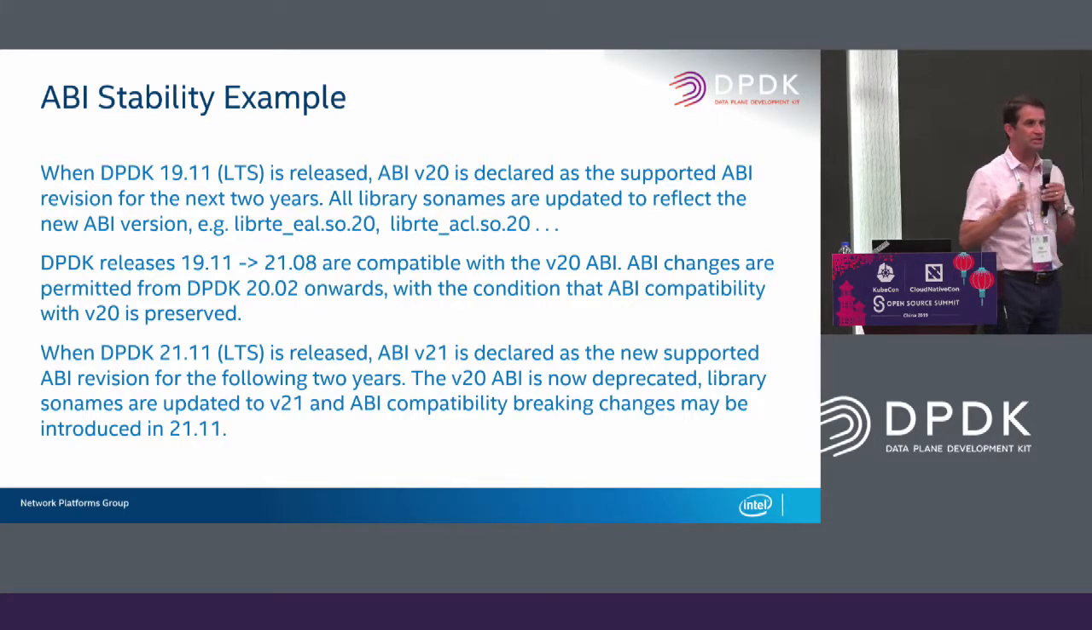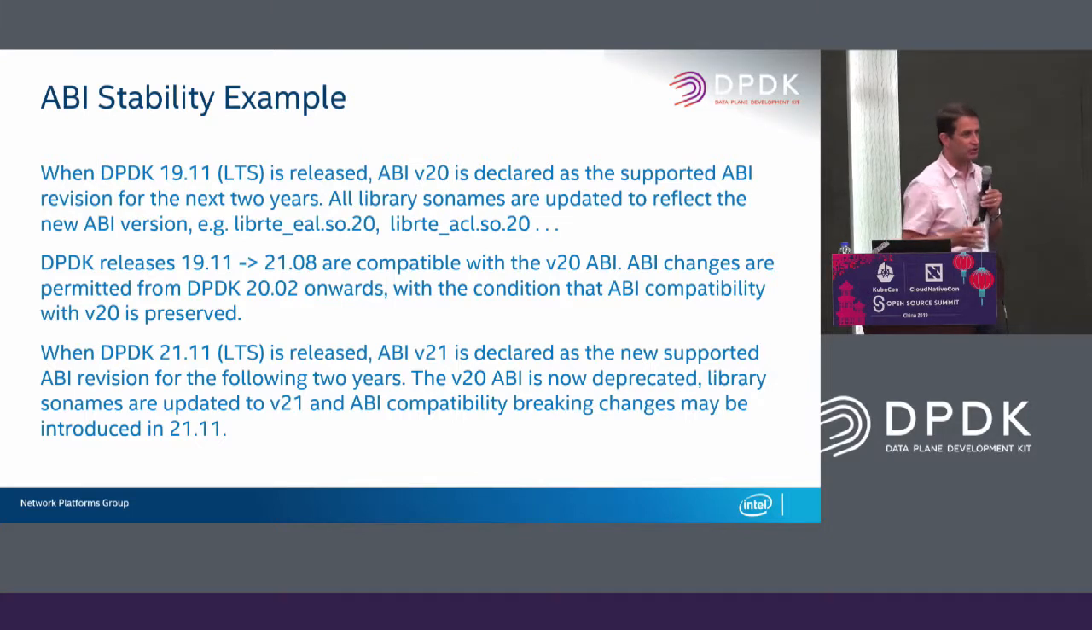So it should really simplify the process of upgrading. If you've upgraded your application to 19.11 and you want to go to 21.08, unless you want to take advantage of new capabilities that have been added, it should be a very simple process because we'll guarantee backward compatibility of the API. And then in 2 years' time, when 21.11 is released, we'll upgrade the major API version. So it gives a very structured, very logical, very well-maintained approach to managing the API, which we don't have at the moment.